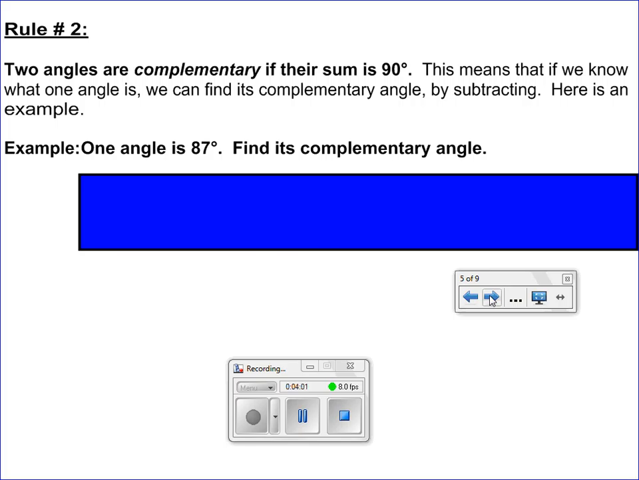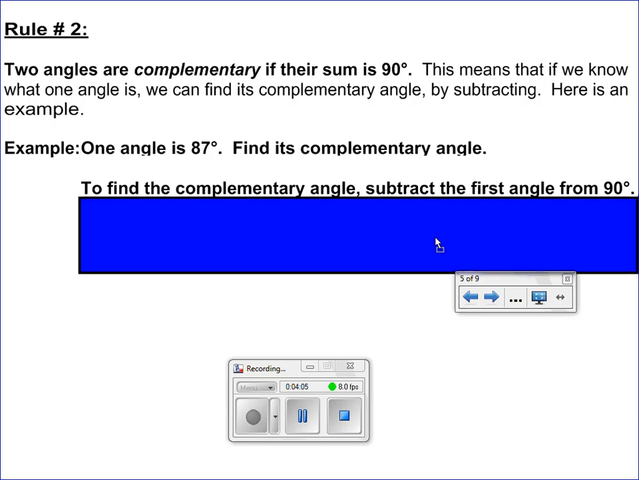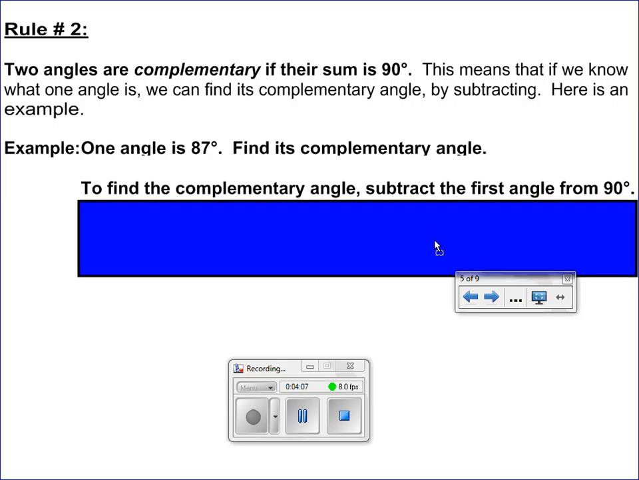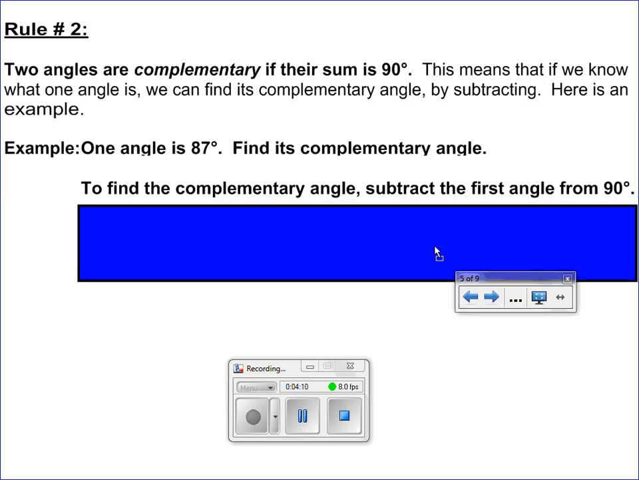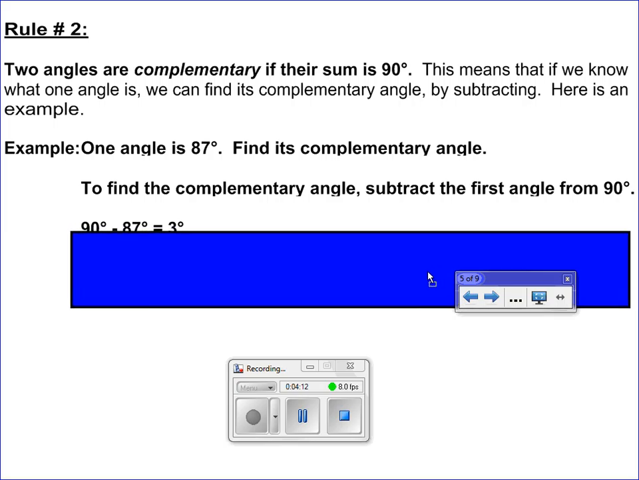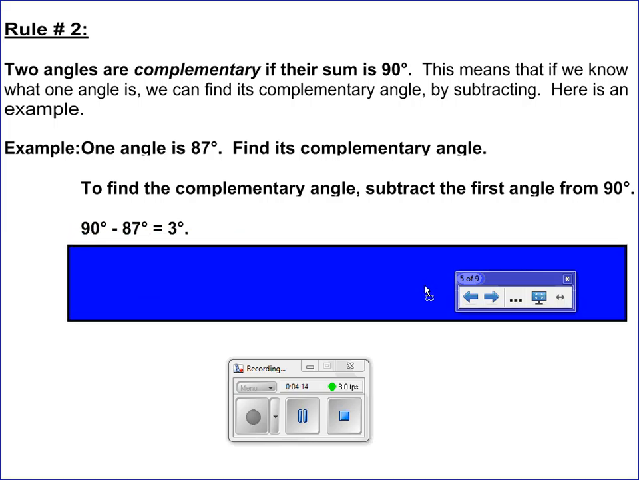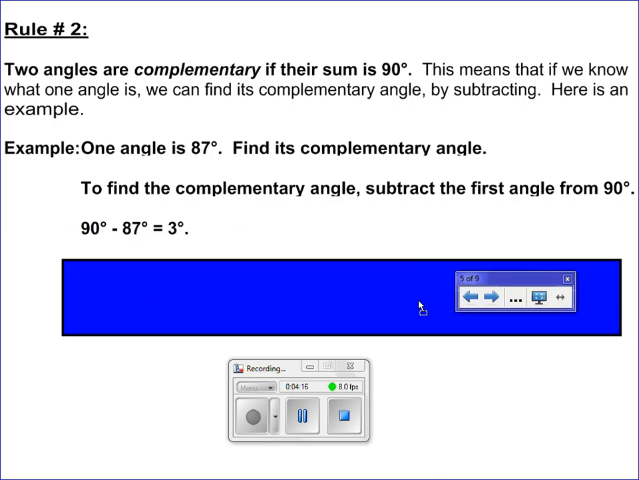Are you ready? Here's what we do. To find the complementary angle, subtract the first angle from 90 degrees. 90 minus 87 equals 3 degrees.